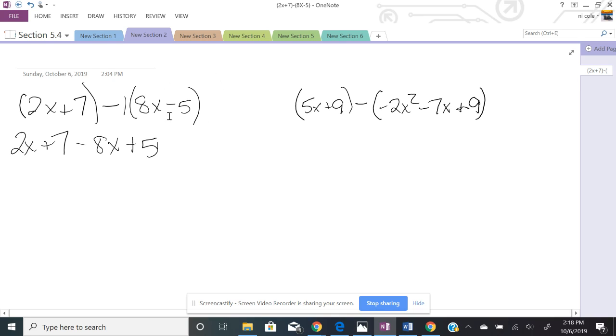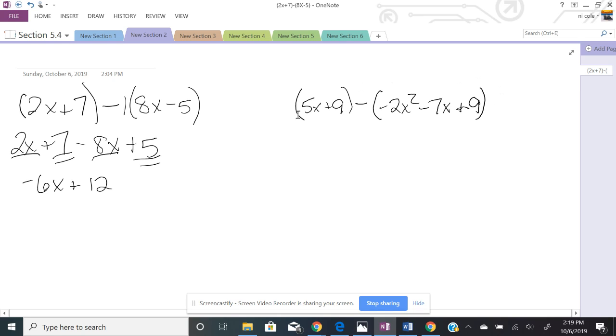And I guarantee you this is where you're going to make the mistake. The largest set of mistakes is forgetting to distribute that negative all the way through. So please be very careful. When you get to this point, you can combine your like terms. So you have 2x minus 8x gives you negative 6x. And then you have 7 plus 5, which gives you plus 12.